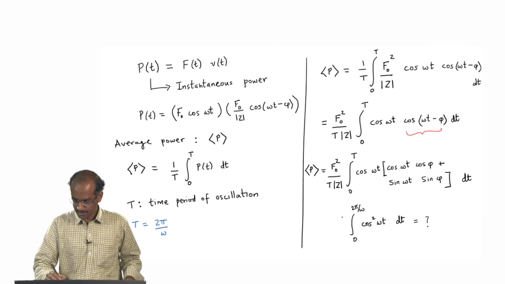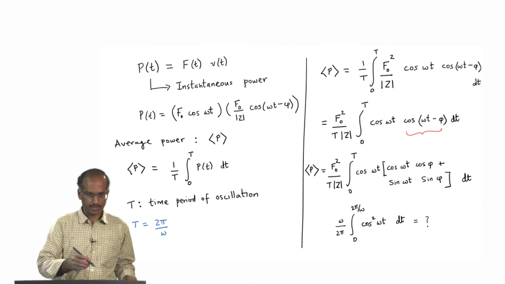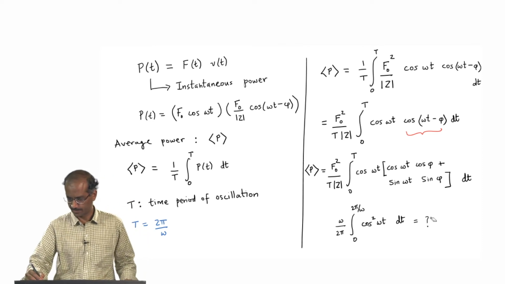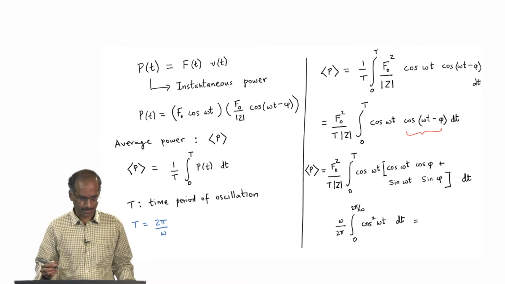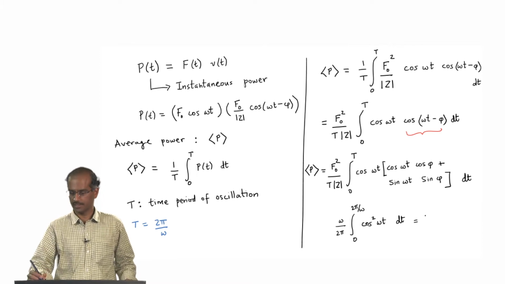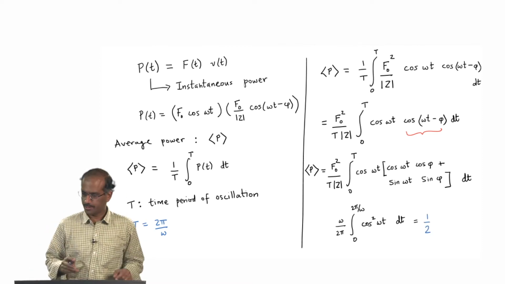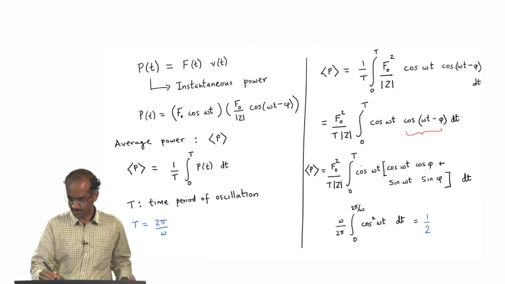It would be easier if we also divide it by T, which is 2 pi by omega. I will encourage you to try and do the integral yourself. It's a fairly simple and straightforward integral to do, and if you do it correctly, the first of these integrals should give you the value half. So, clearly the contributions come only from the first part of the integral, which is this one.